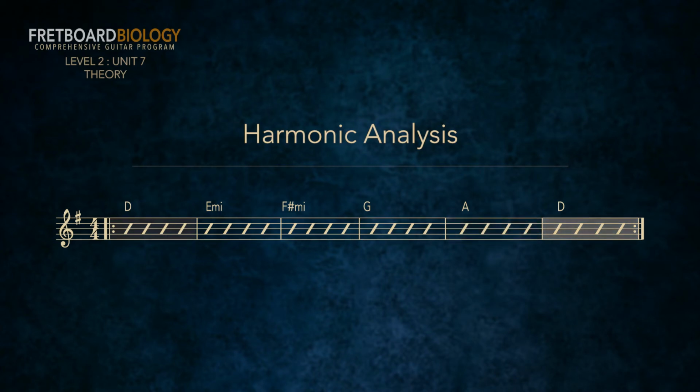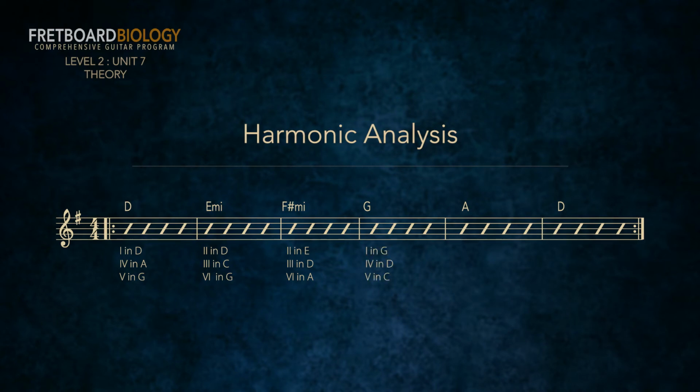The D could be a 1 chord in the key of D, it could be a 4 chord in the key of A, and it could be a 5 chord in the key of G. The E minor could be a 2 chord in the key of D, a 3 chord in the key of C, and a 6 chord in the key of G. The F sharp minor could be a 2 chord in the key of E, could be a 3 chord in the key of D, and it could be a 6 chord in the key of A.